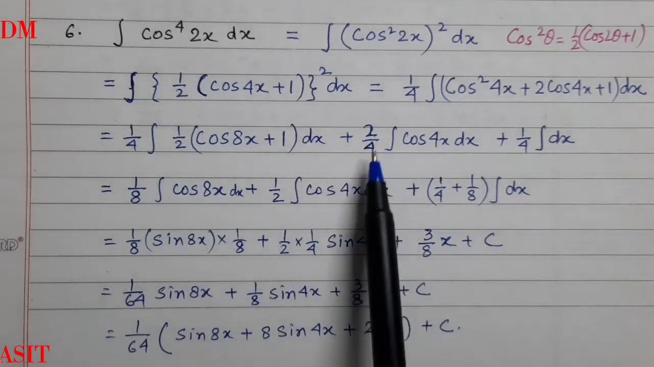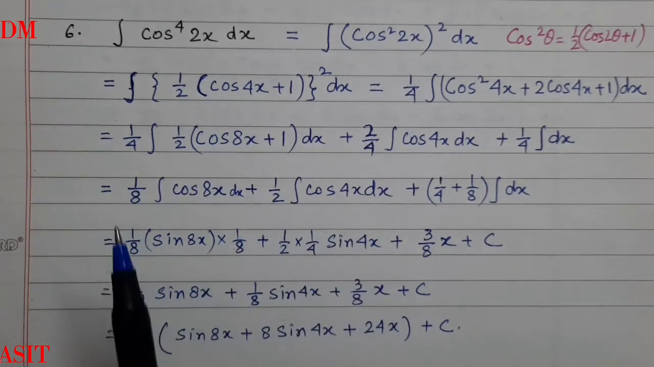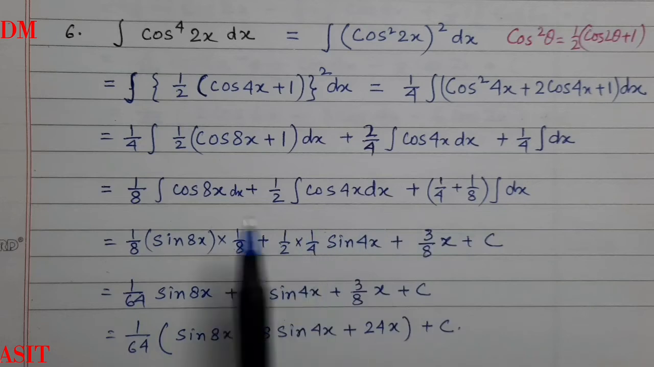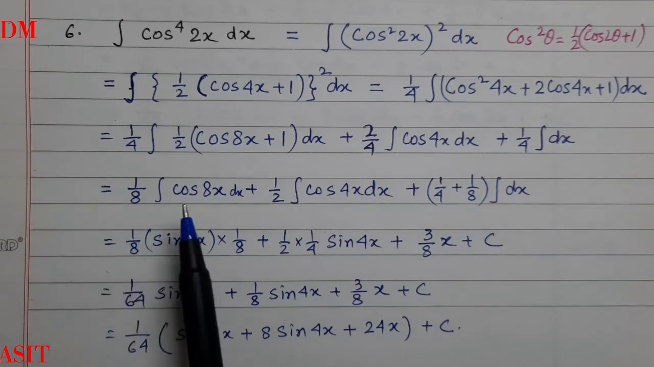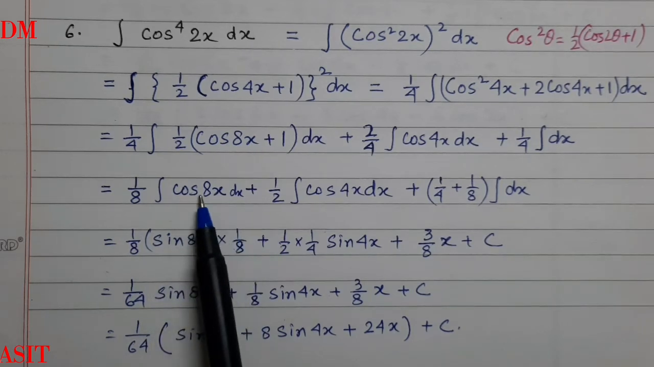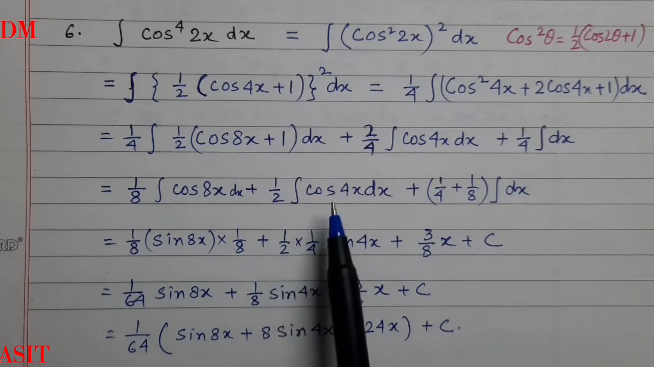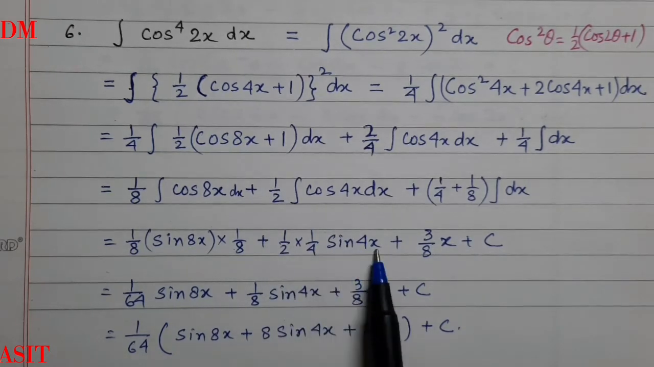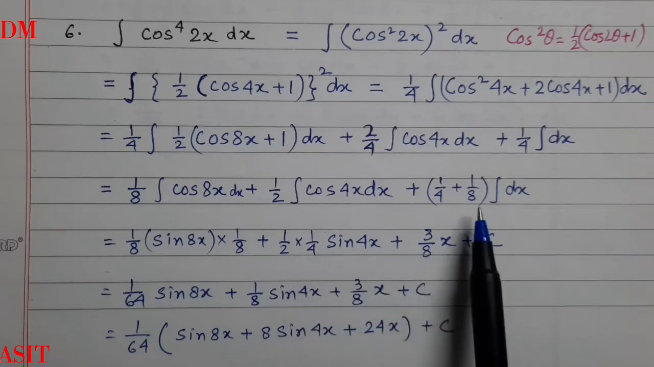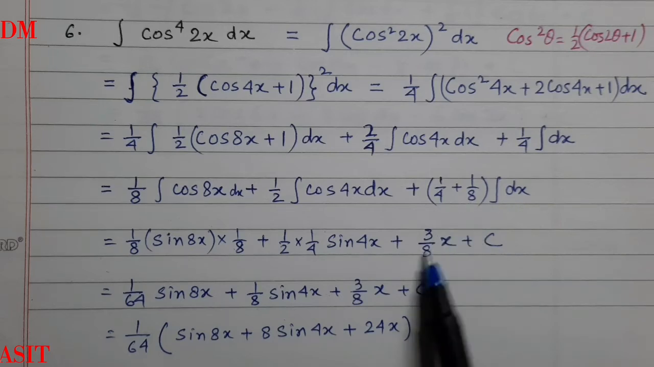Now this will be 1 by 2 integration of cos 4x. Okay. So everything is done. So now we will find out the integration. The integration of cos is sine. So it will be sine 8x into 1 by 8, since the coefficient of x is 8. It will be 1 by 2 into cos's integration is sine 4x into 1 by 4. And now if we find out this value, this will be 3 by 8. And the integration of this is x.